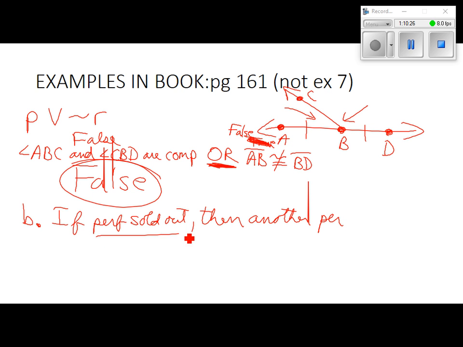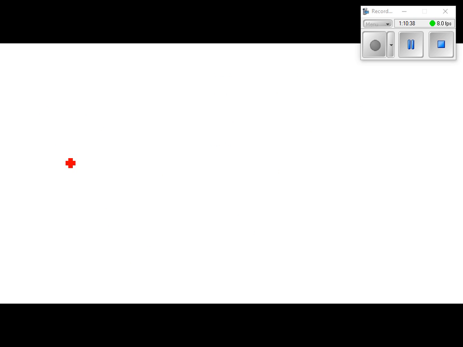This part's called the what? Hypothesis. This part's called the conclusion. You ought to do that. You've got the assignment there on the page.